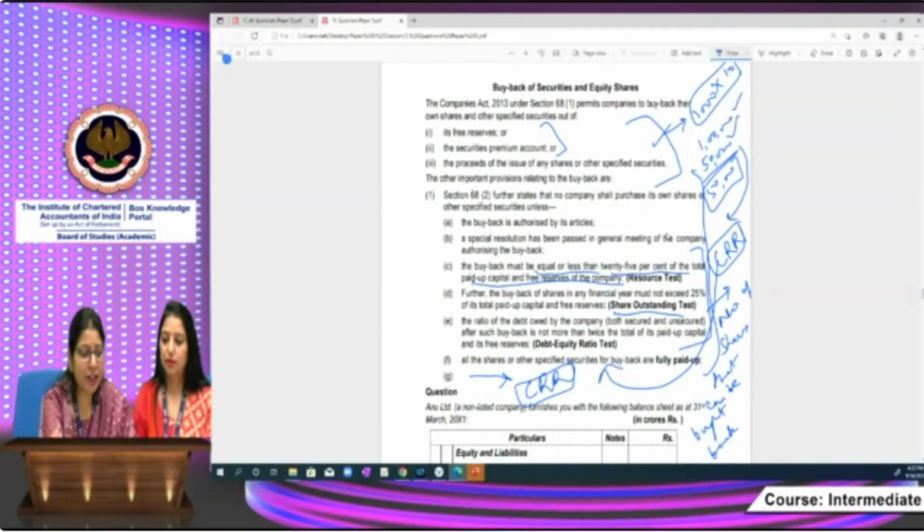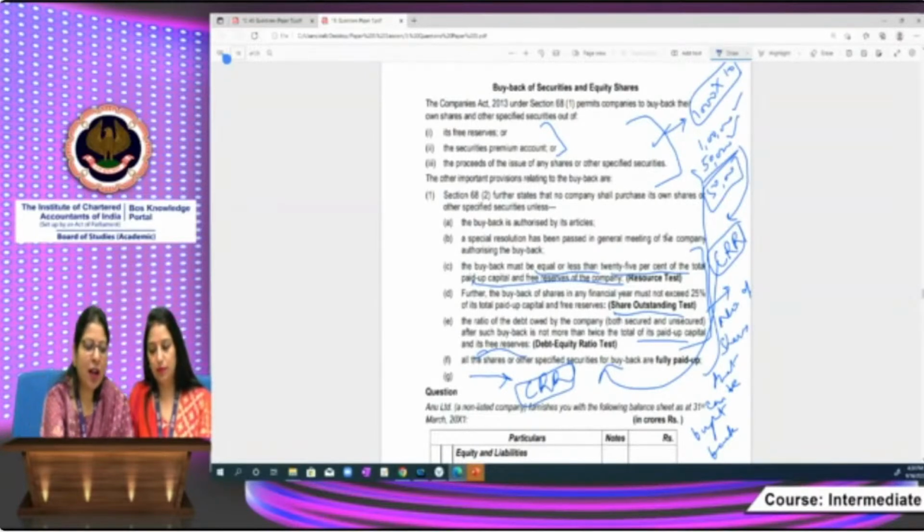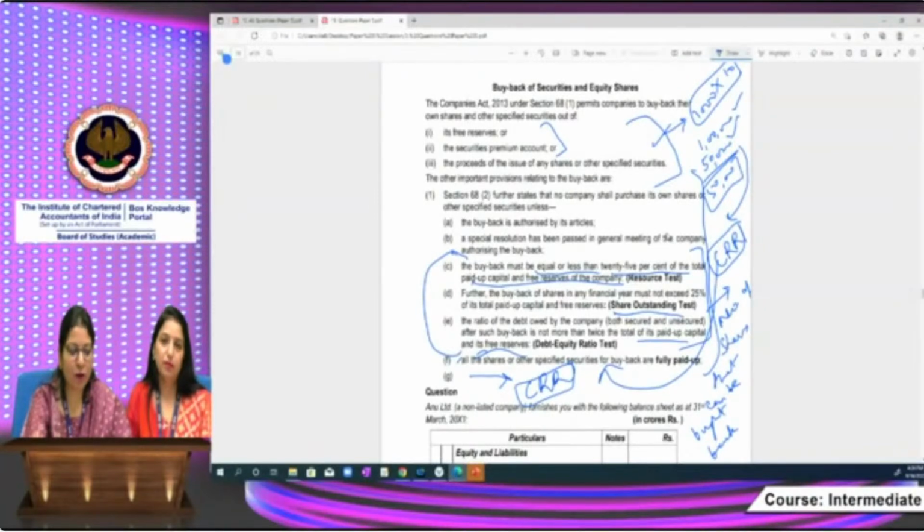What about debt equity ratio? The ratio of the debt owed by the company, both secured and unsecured, after such buyback is not more than twice the total of its paid up capital and free reserves. So these tests are to be applied in the given question, and whatever the information is being given to us, on that we have to apply the test and calculate the number of shares. Out of these three tests, whatever the minimum number, that minimum number we can go for buyback.